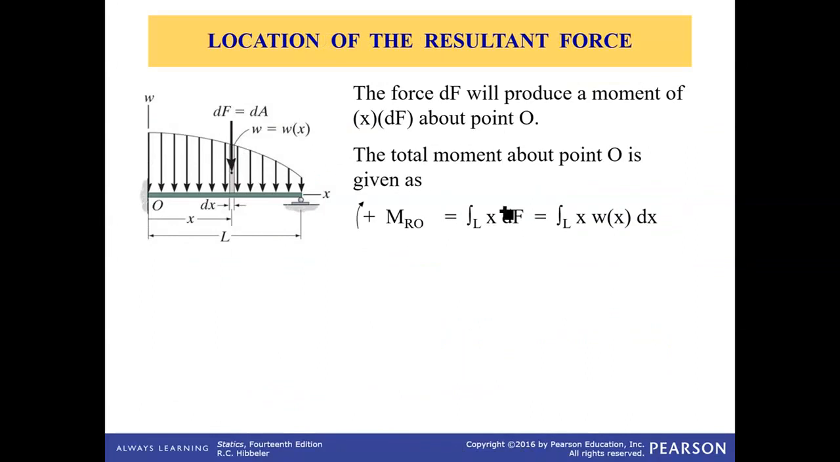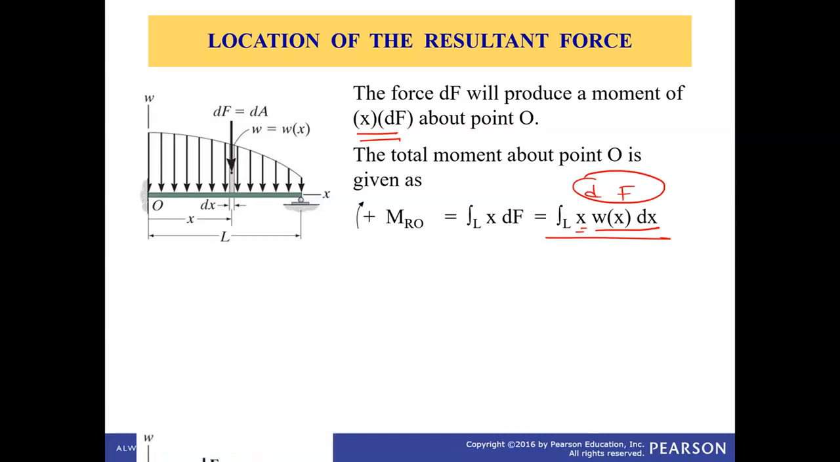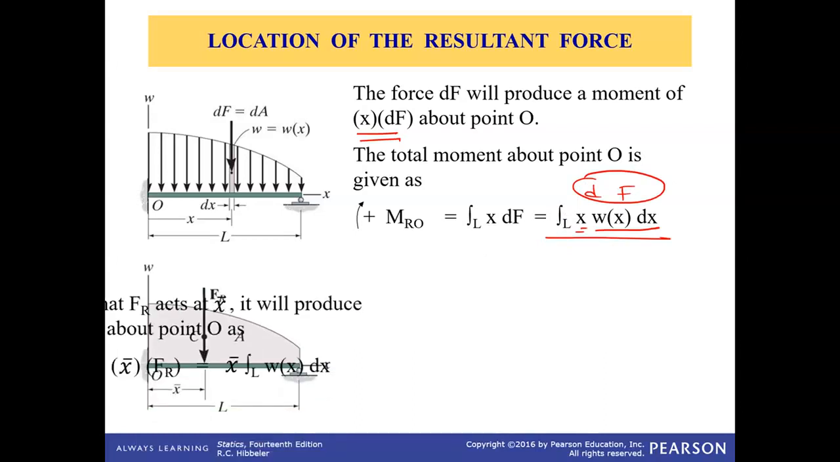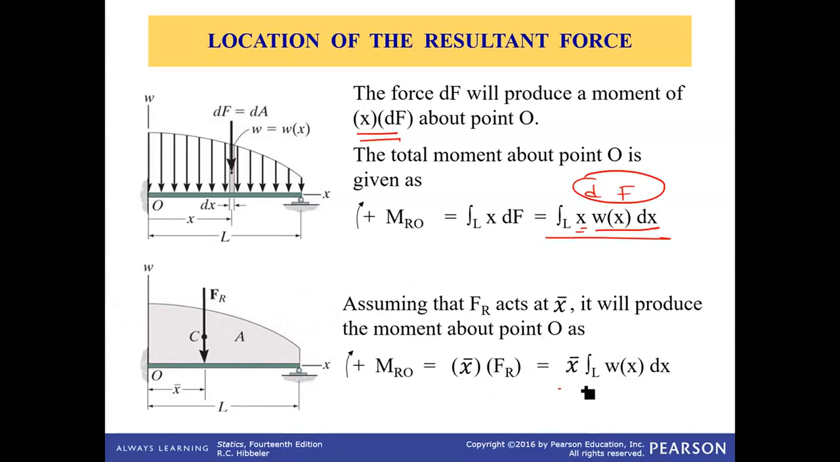So the net moment of dF about point O can be calculated using x times dF, and the total moment about point O because of the distribution is the integral of x w(x) dx. Previously we had w(x) dx only, now we have x because this is force multiplied by distance, which gives us the moment. Okay. And for the equivalent diagram, we apply the same concept and calculate the resultant moment, which is Fr multiplied by x bar, where Fr itself is the integral of the distribution over the length.